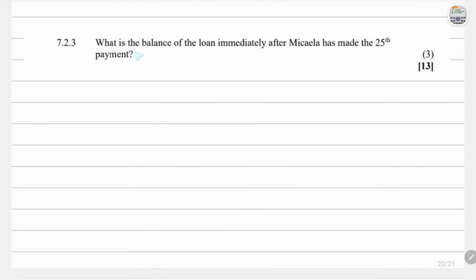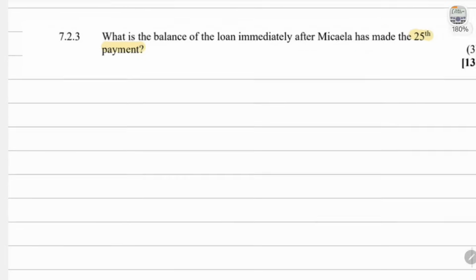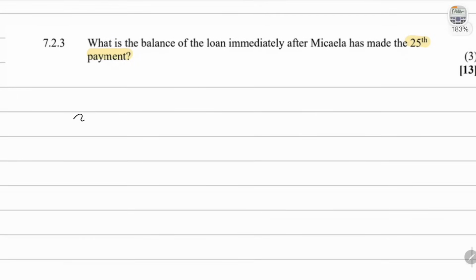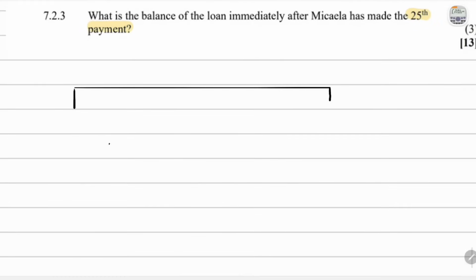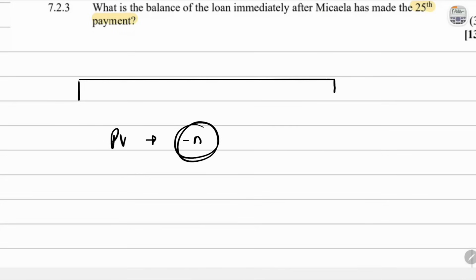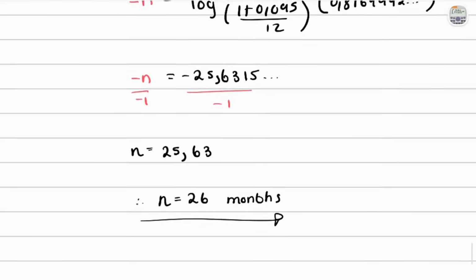Question 7.2.3 says, what is the balance of the loan immediately after Michaela has made the 25th payment? Let's understand what they mean by that. To find the balance of the loan, we can still use the present value formula. But you will notice that with the present value formula, we have a negative n. There's a reason it is negative. The n is going to tell you how many more payments still need to be made. You can see this in the previous question.